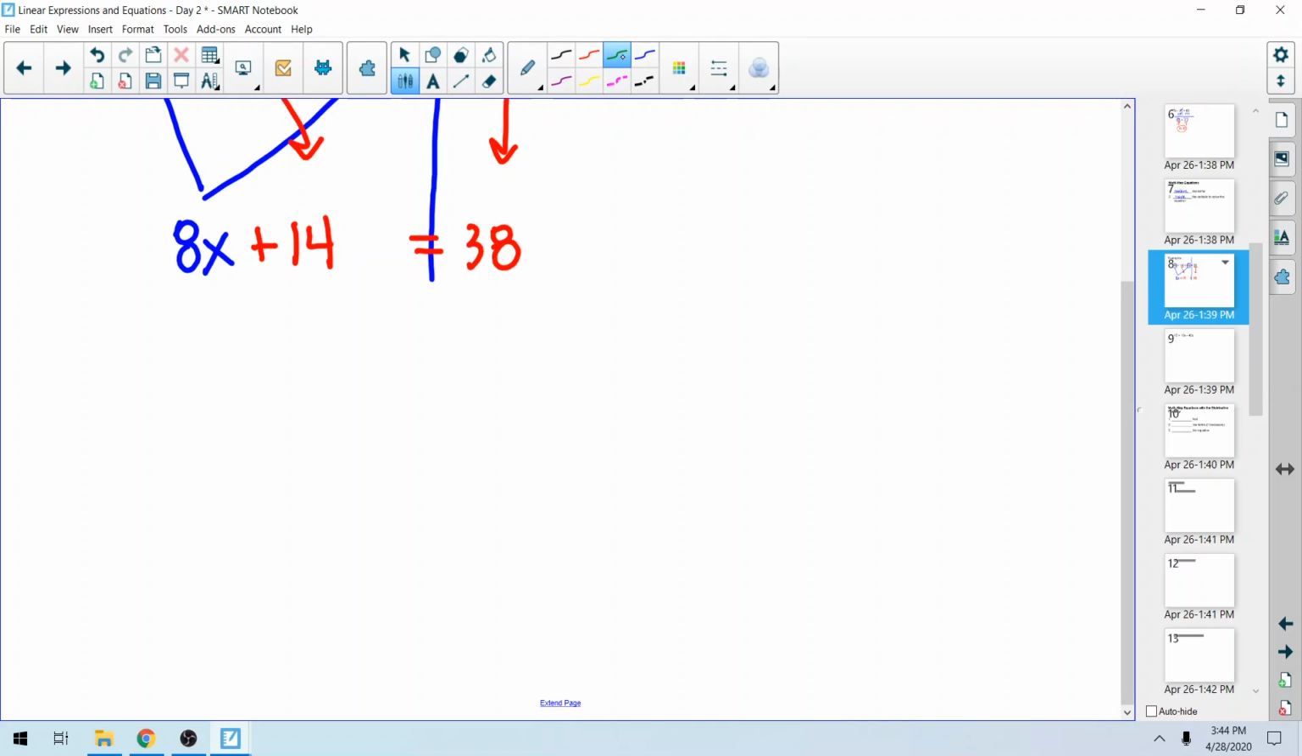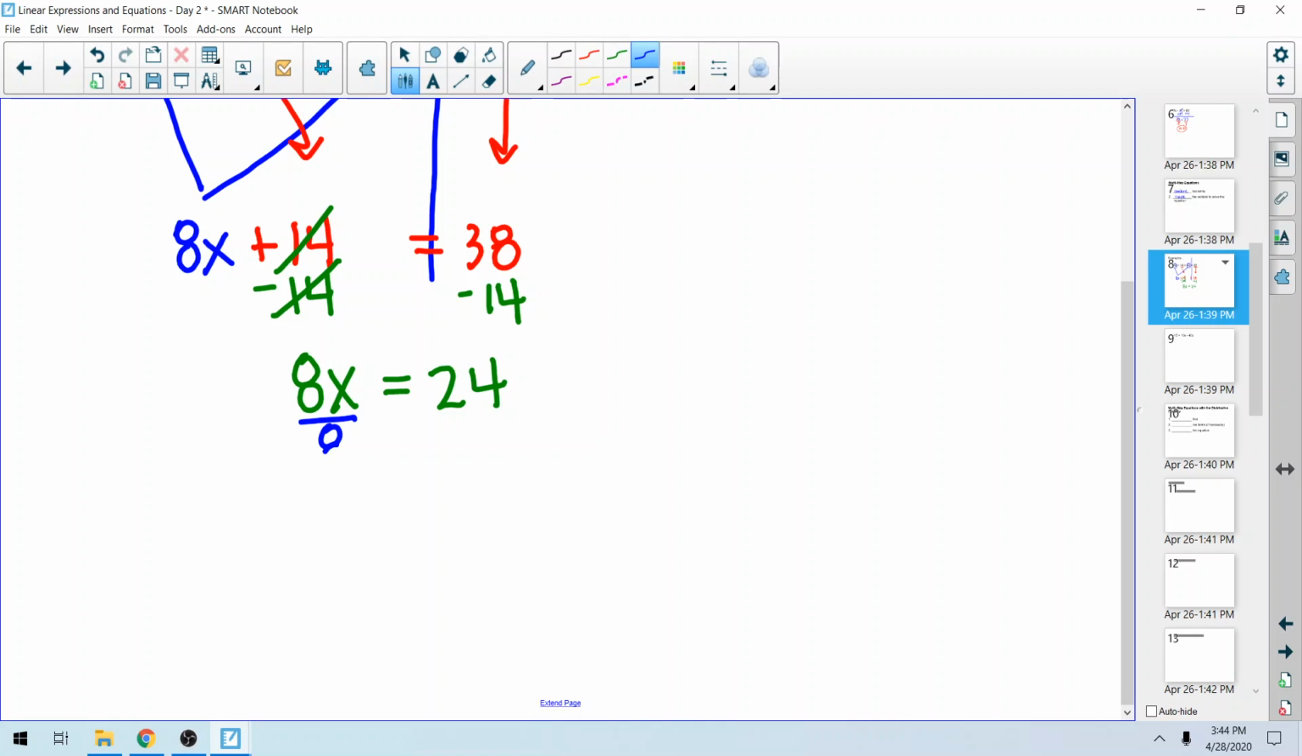And a two-step equation says, first of all, addition or subtraction. We have a plus 14, so I'm going to minus 14. Those cancel to 0. Drop down your 8x. Drop down your equal, and then 38 minus 14, 24.